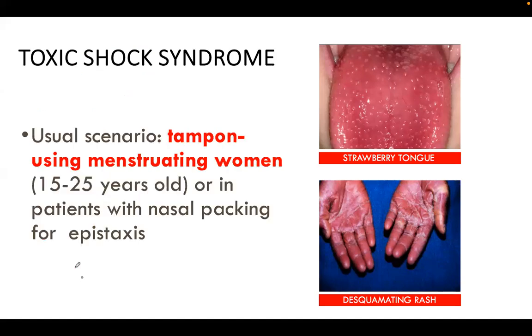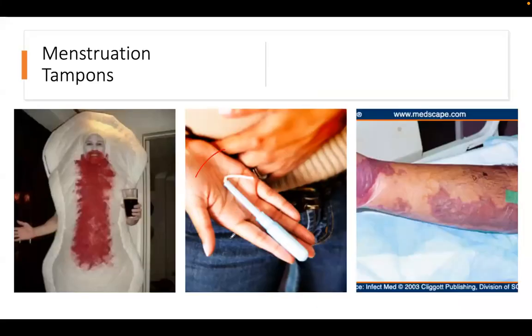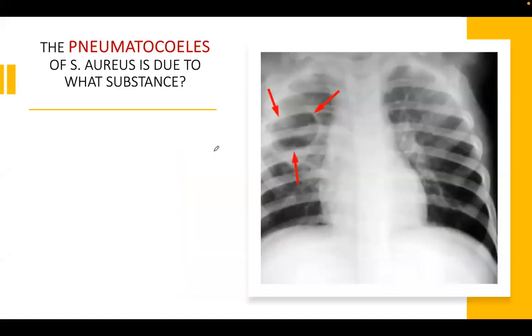Now, in toxic shock syndrome, this is the usual scenario. Number one, you have a menstruating woman who is utilizing tampons, okay? Or patients who have a history of nasal packing for epistaxis, because tampons, like what you see here in the middle photo, can also be used for nasal packing.